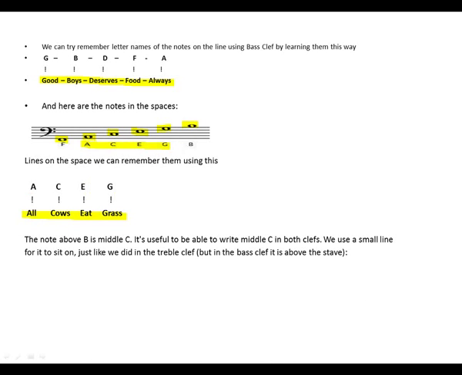The note above B is middle C. It's useful to be able to write middle C in both clefs. We use a small line for it to sit on, just like we did in the treble clef. But in the bass clef, it is above the stave.